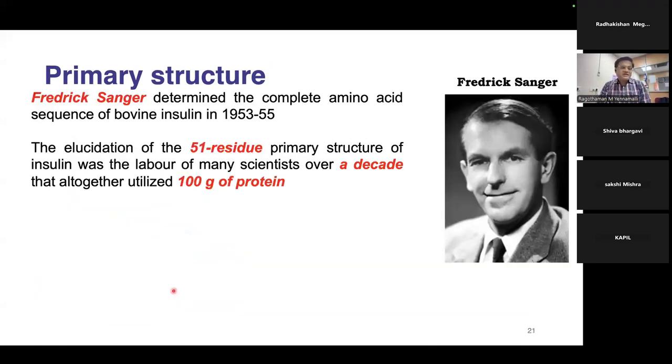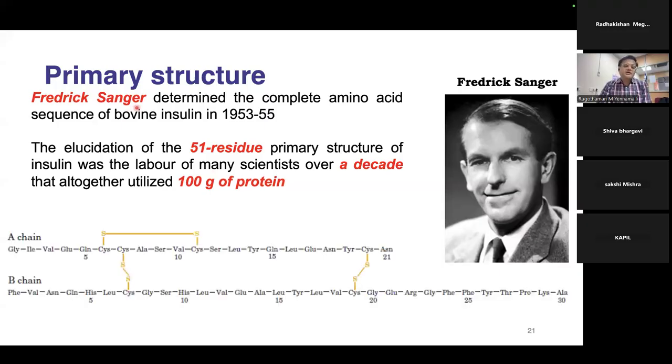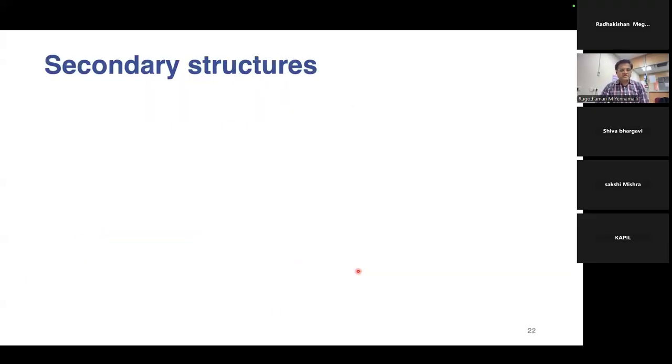So Frederick Sanger determined the sequence of bovine insulin, for which he got the Nobel Prize, and he determined the Sanger sequencing method. He is the only other Nobel laureate who got another Nobel Prize for the Sanger sequencing method for sequencing DNA. So he was able to identify what all residues and what all disulfide bonds the cysteines make. That is the primary structure.